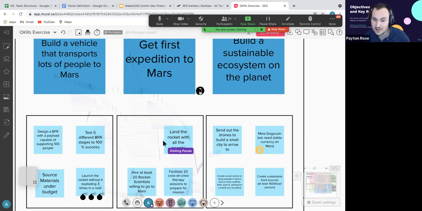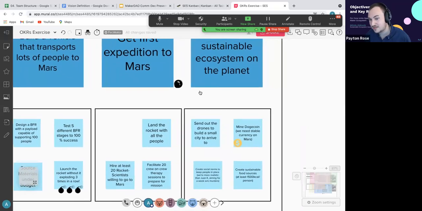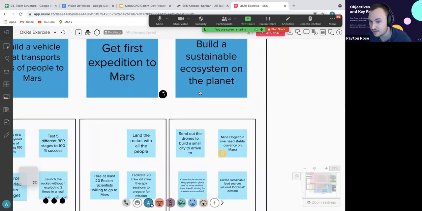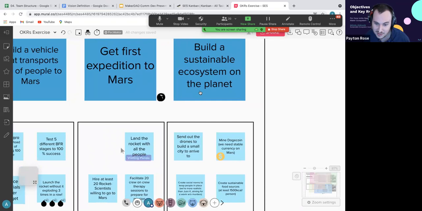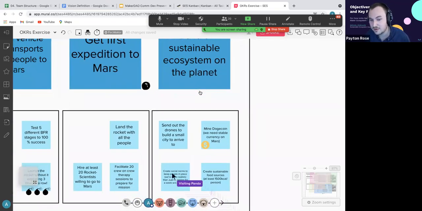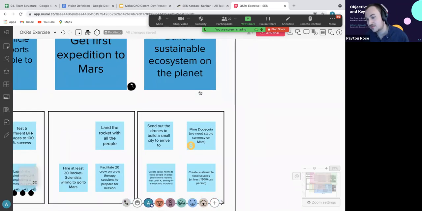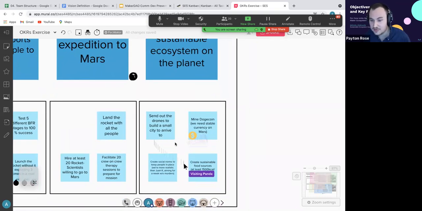And then finally, we want to send out some drones in advance. We're going to be mining Dogecoin for our stable currency. And we're going to be keeping some social norms in place. However, we think a week without murders is pretty reasonable. And finally, creating sustainable food sources for at least 1,500 kilocalories per person. So everyone's just kind of hungry.